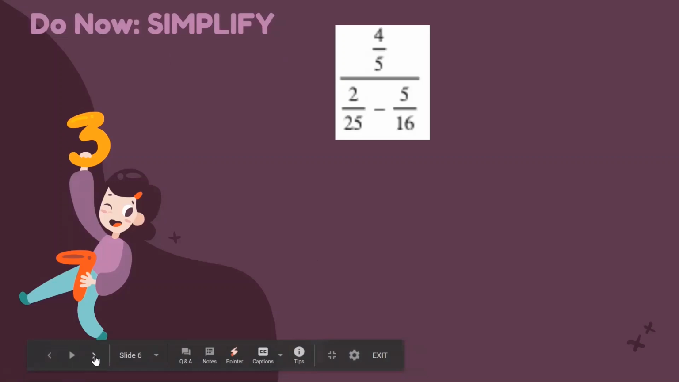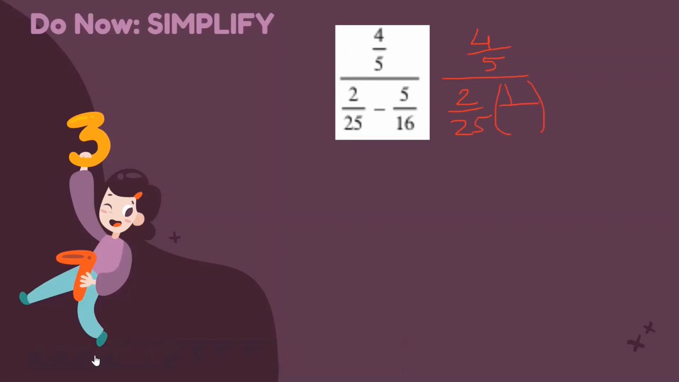Okay, so first you find the common denominator, so you multiply 2 over 25 with 16 over 16, and minus 5 over 16. You have to multiply that by 25. And you'll get 32 over 400 minus 125 over 400.